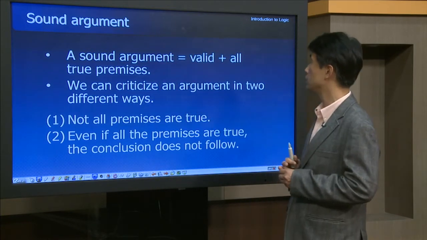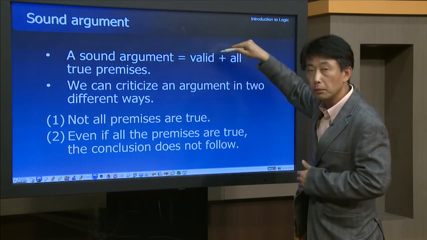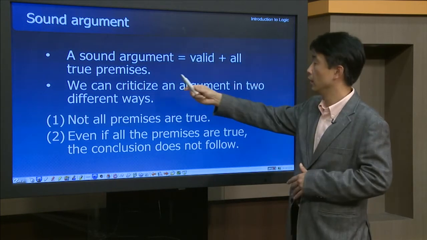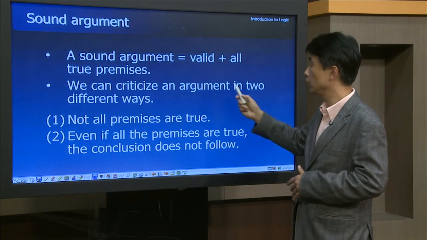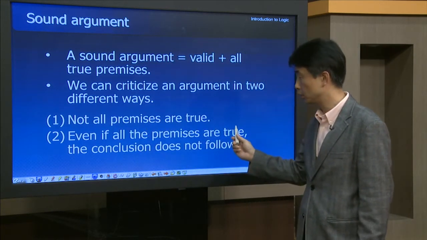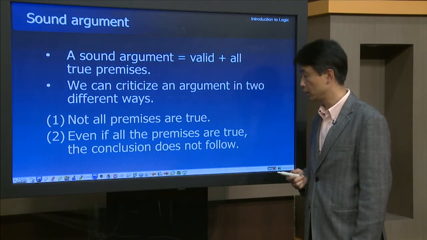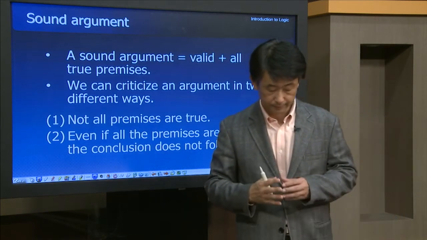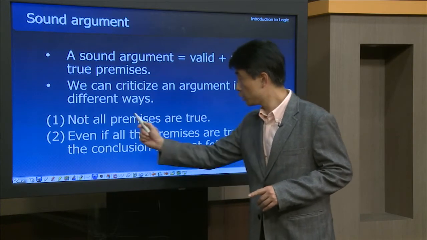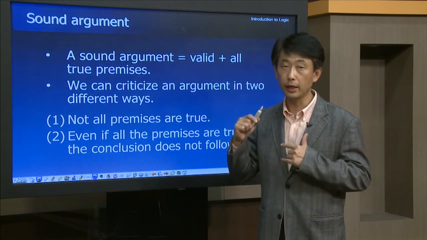In the previous example, let's read this together. A sound argument is a valid argument with all true premises. These two conditions must be satisfied for an argument to be sound. Now, what that means is that we can criticize an argument in two different ways: either by showing not all premises are true, or even if all the premises are true, the conclusion does not follow. So, which one of these ways is B attacking A's argument?